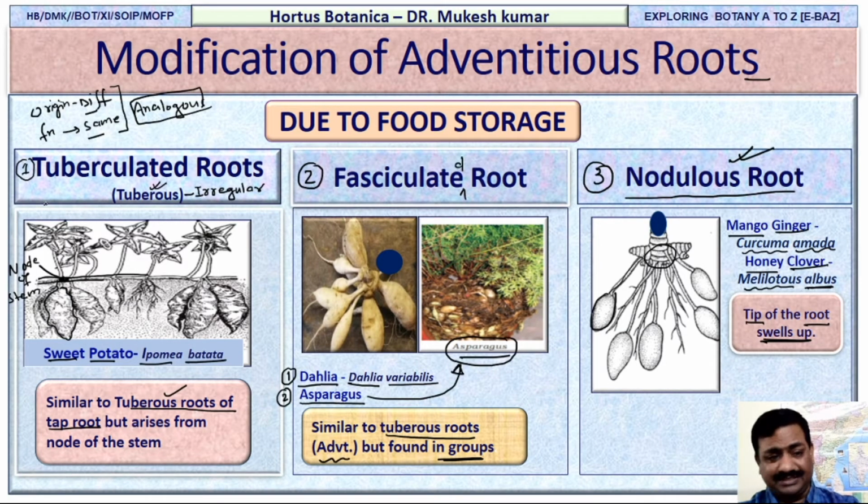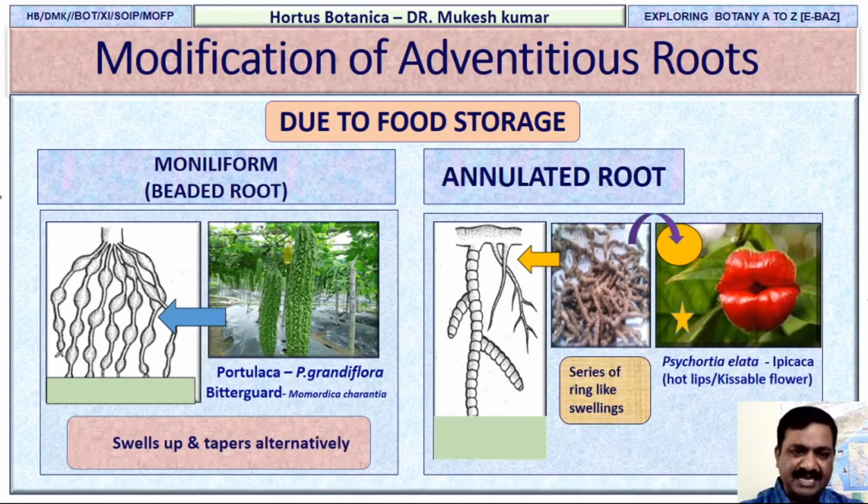First, the tuberous root arises and becomes regular, but if the roots come in a tuft, it is fasciculated. Arising from the node as a slender structure, but at the end becoming bulbous due to food storage, it is called a nodulous root. So we have these three types of food-storing adventitious roots: tuberous root, fasciculated root, and nodulous root. Right? Now move to the next one, the fourth one. This is moniliform.